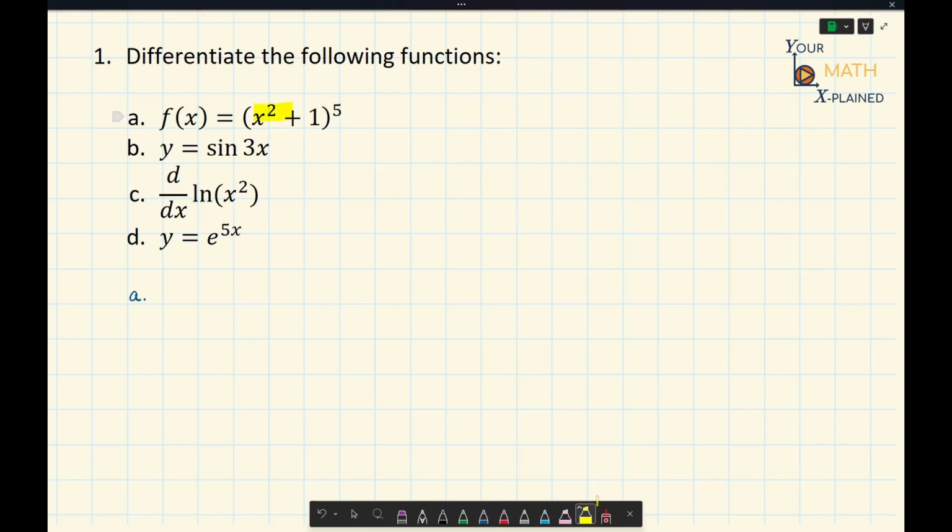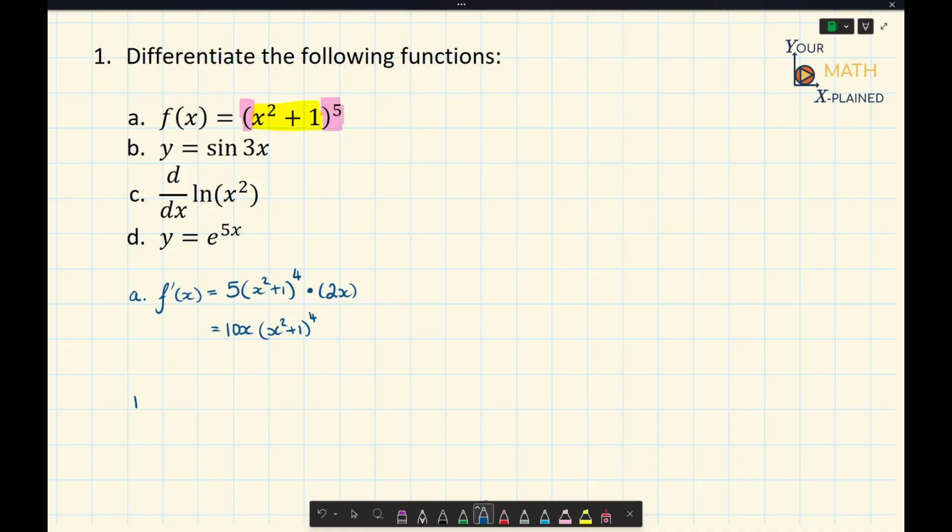Now the inside function here is x squared plus 1, and the outside function is that to the power of 5. So according to chain rule, f prime of x is going to be, we differentiate the outside function first, so using the power law, that is going to be 5 times, and then we leave our inside function alone, which means we copy it down, which is x squared plus 1, and this is now to the power of 4. Next, we're going to need to multiply this by the derivative of the inside function. And the derivative of x squared plus 1 is equal to 2x.